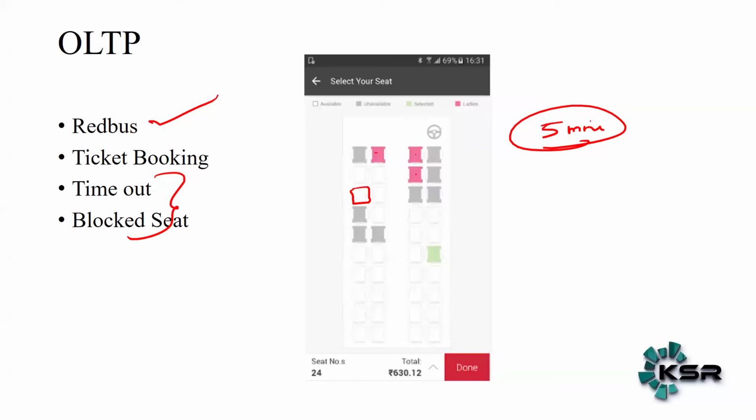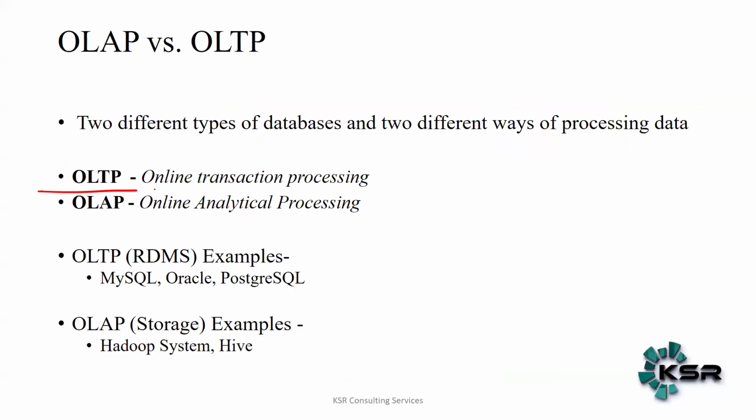Now, this type of immediate transaction, where a certain amount of time will be given to you for making the transaction, where the timeout will run and the seat will be blocked, is an application that we can use for ticket booking. All this works with the OLTP transaction. Let's see what the full form of OLTP is. OLTP stands for online transactional processing. It happens online immediately. The immediate transaction, you'll be able to see that.